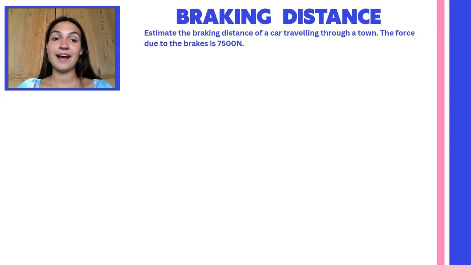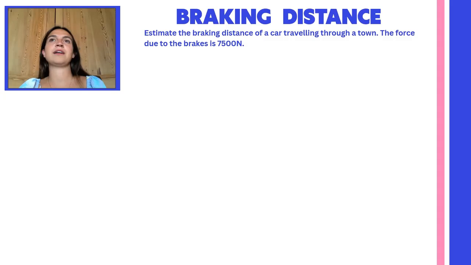Okay, next we're looking at calculating our braking distance. So estimating the braking distance of a car travelling through town, knowing the force due to the brakes is 7,500 newtons. Okay, so when a car is travelling along the road, it has a lot of kinetic energy, and as you apply the brakes and the car comes to a stop, that kinetic energy is transferred into heat energy. Okay, and the process by which that energy is transferred is via your brakes braking over a distance. Okay, and we call that the work done.